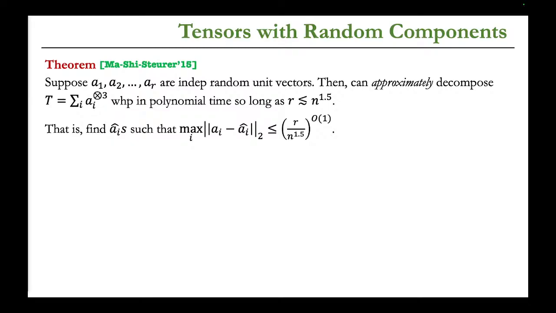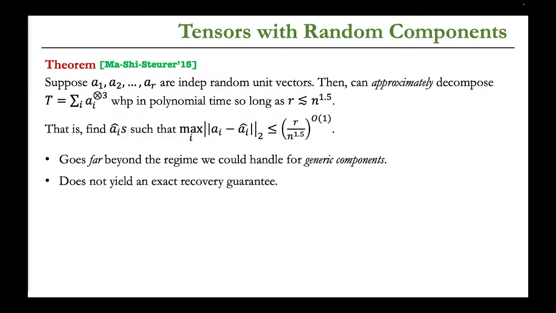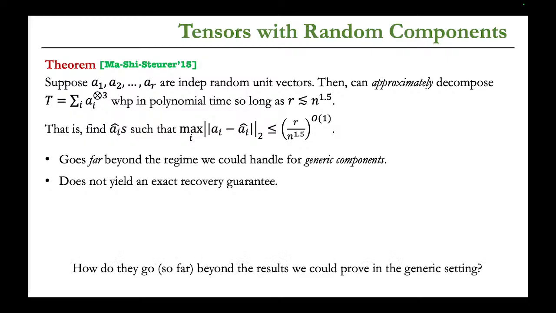You cannot get it exactly in their way. You can get approximate decompositions where the error basically depends on how many components you have compared to n to the 1.5. In particular, the error is little o of 1, so long as the rank of the tensor, the number of a_i's, is no more than n to the 1.5. Does this even make sense? Now, on the one hand, this goes far beyond the regime that we could handle for generic components. On the other hand, it does not yield an exact recovery guarantee, so you might be a little bit worried that maybe these techniques are just completely different. Maybe they can't say anything about the tensor rank problem.